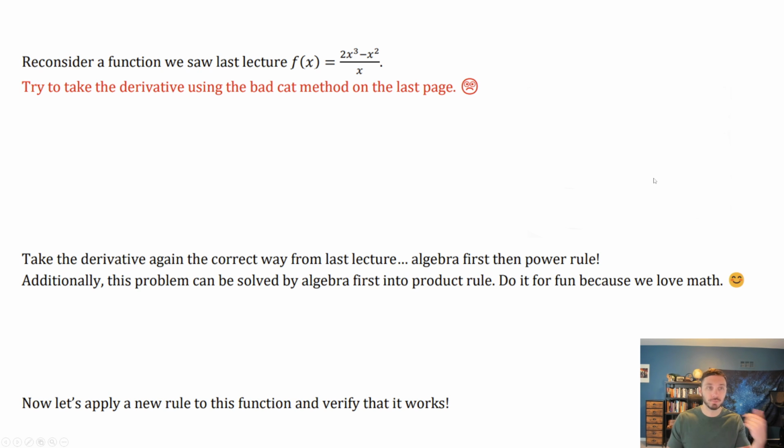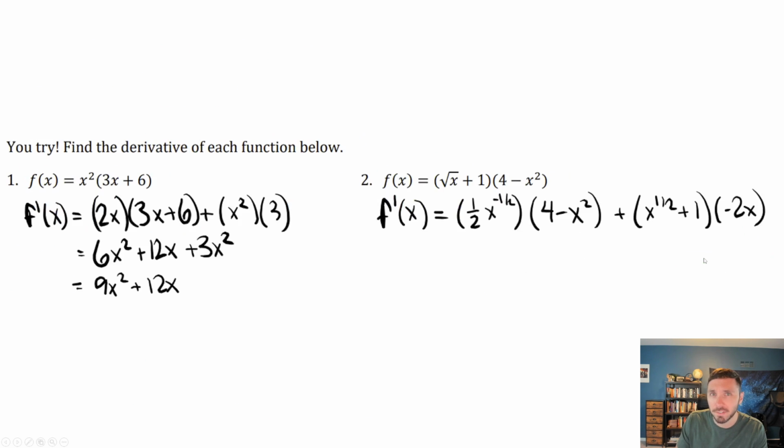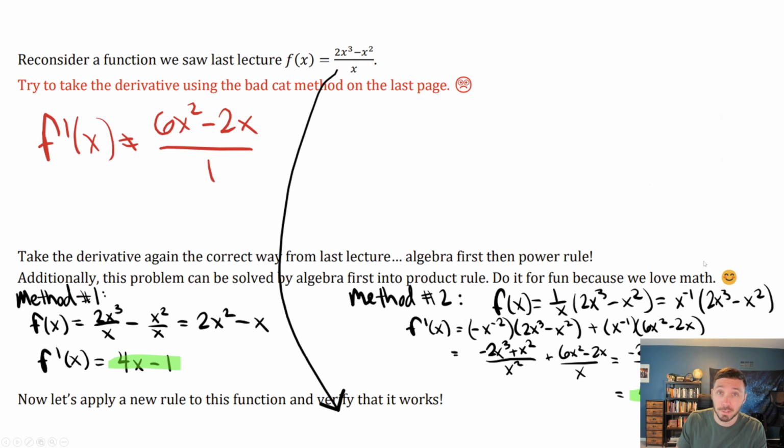Okay, so now let's reconsider another function we looked at the last lecture. So let's take this derivative using the bad cat math. So bad cat math looks like this, doing derivative of just top and then derivative of just bottom. That's not how you do it, so I'm drawing the attention to that right now. It's going to look like this, right? So using bad math, if you did power rule up top and then just power rule down below, you get this expression right here, which is not correct.